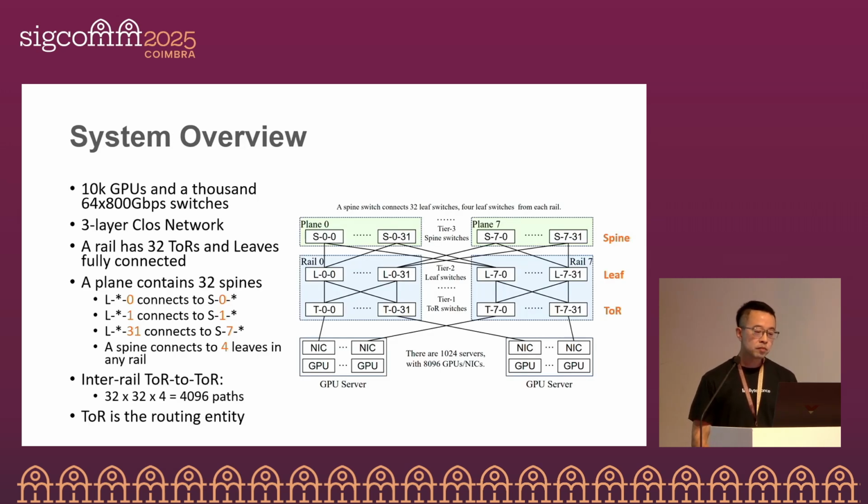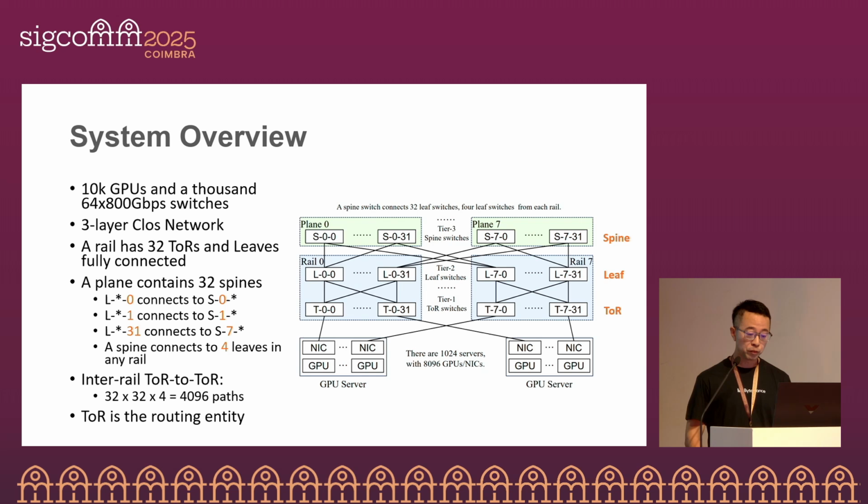Before we jump into the design to address the challenges, let's go through the target system. As you can see in the picture, this is a typical AI training cluster containing around 10K GPUs and almost 1,000 64-by-800-gig Ethernet switches. There's a 3-layer Clos network with 256 switches in each layer.